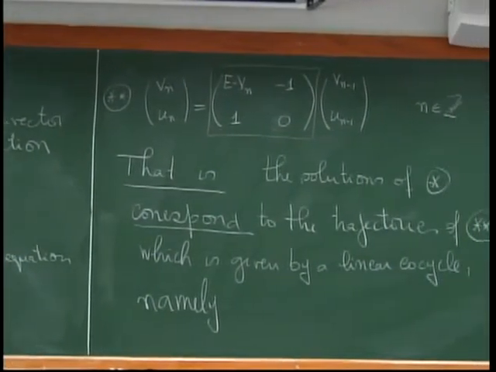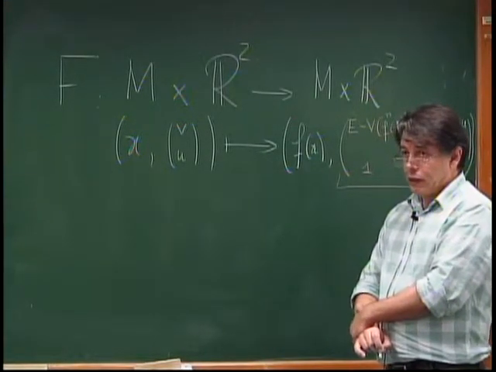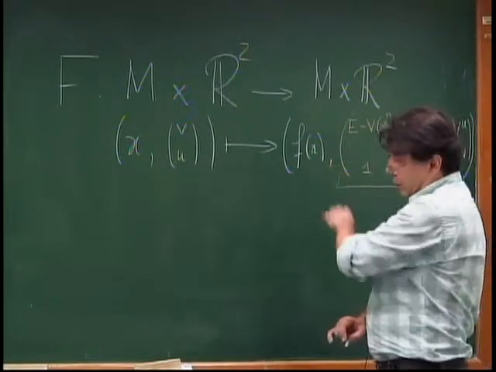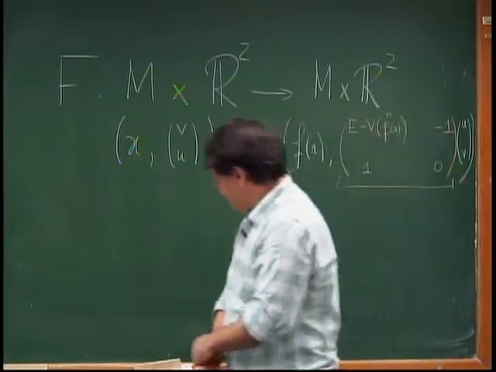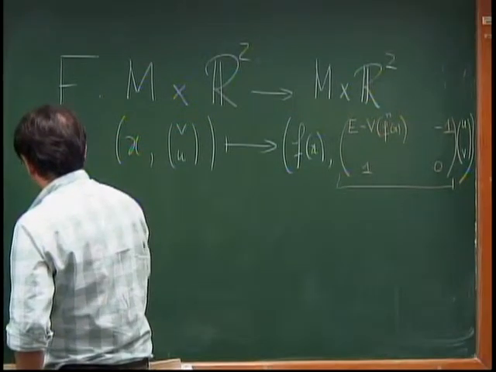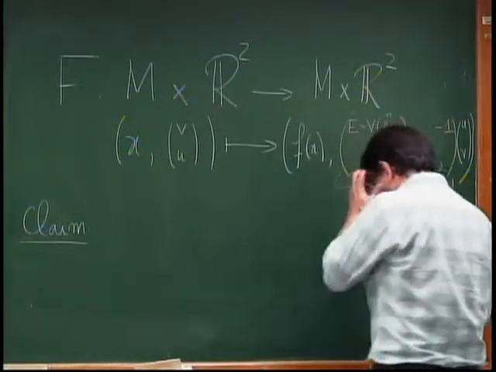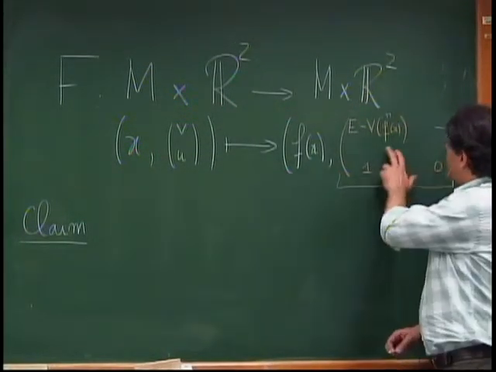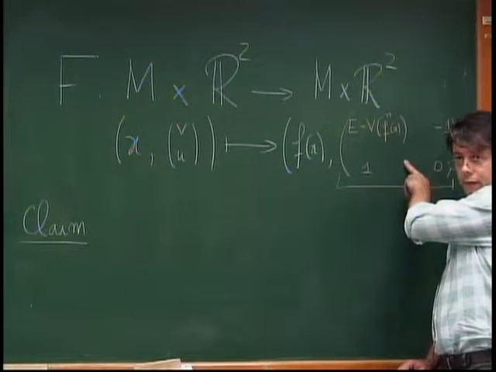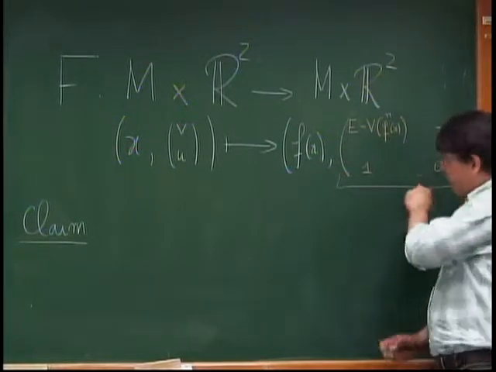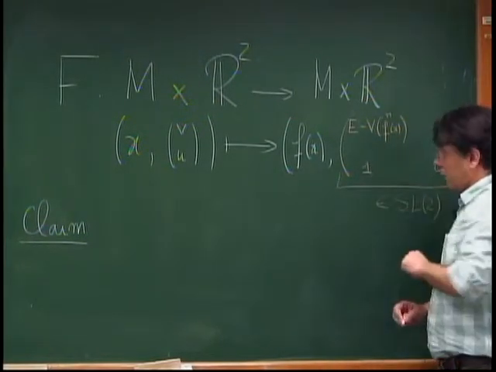Okay, and then why is this useful? I'm going to give you one example, one kind of statement where one can use the theory of linear cocycles that we are going to develop to say things about the spectral theory. So claim, and this will become more clear in the future. First of all, observe that these matrices have determinant 1, right? These are in SL2, 2 by 2 matrices with determinant 1.